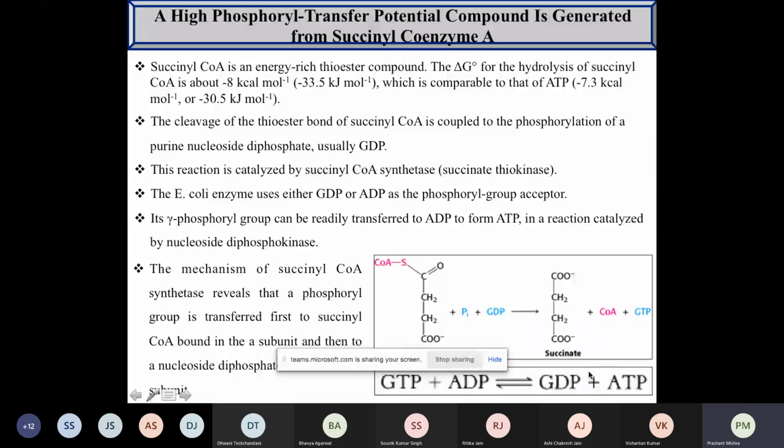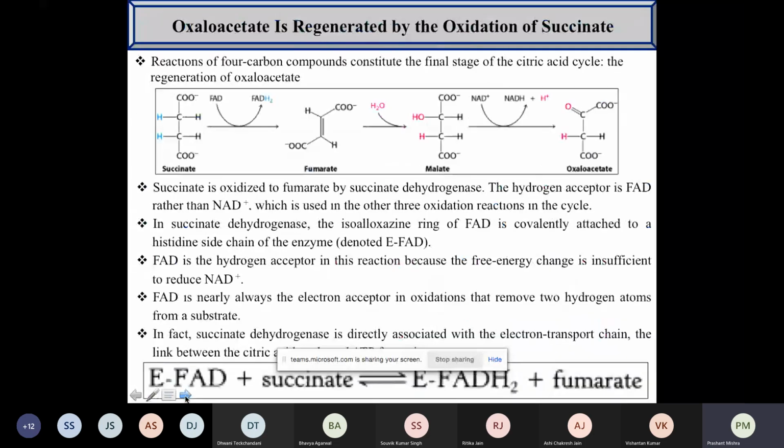So this step where succinyl CoA is converted into succinate and coenzyme A, which was earlier utilized, is being released, is an important step where one molecule of GTP is being synthesized, which of course leads to the synthesis of ATP at a later stage. So it is always considered in terms of producing one molecule of ATP.